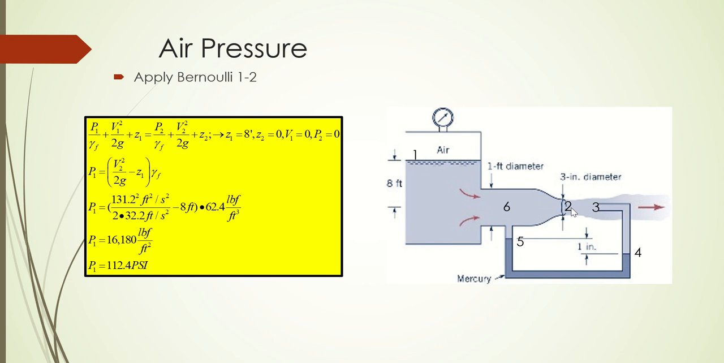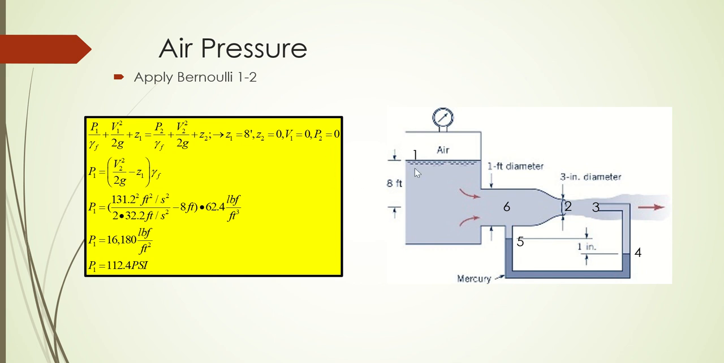at 2 because I just found that from a prior step. And I also know that this is a free jet, which means that the pressure at 2 is 0. So immediately I know that the pressure at 2 is 0.